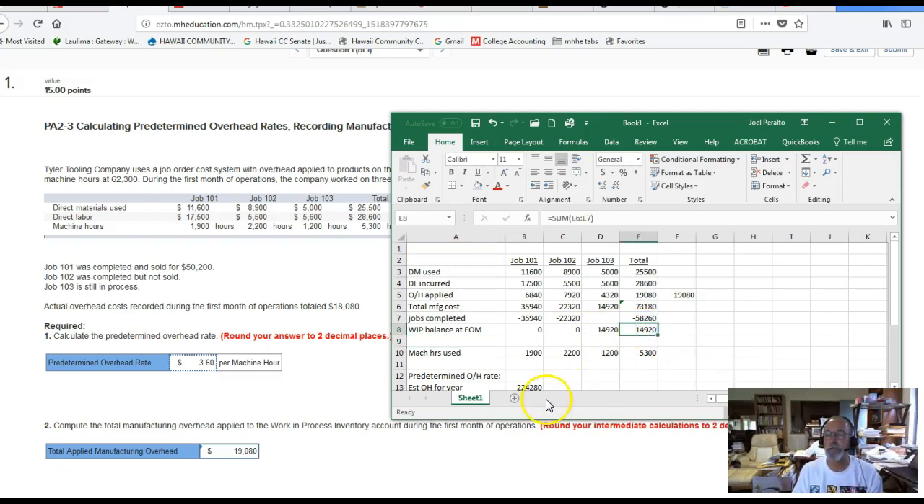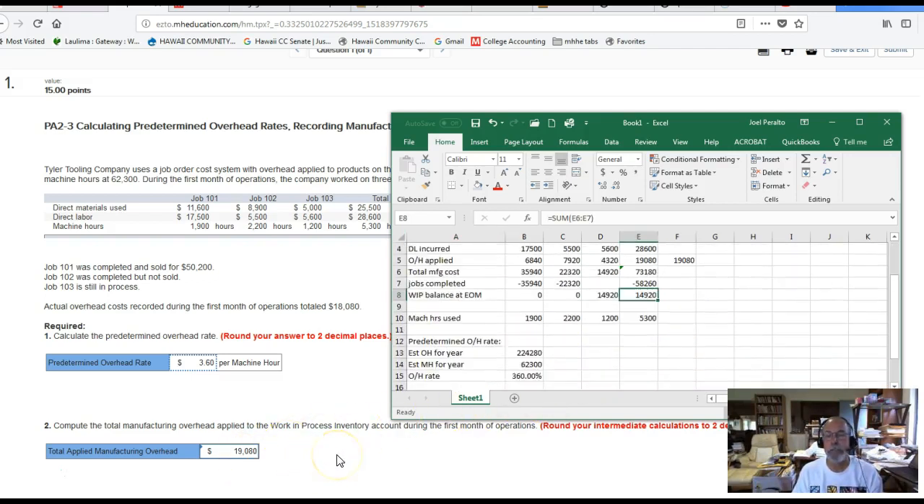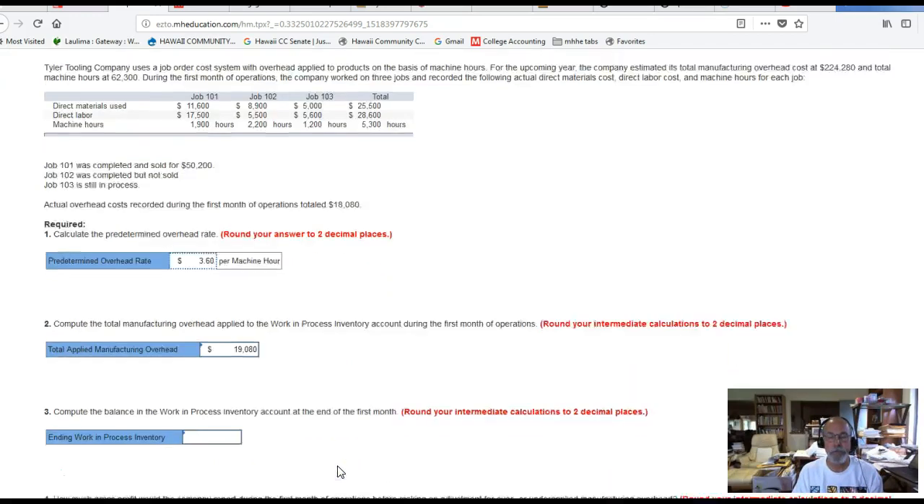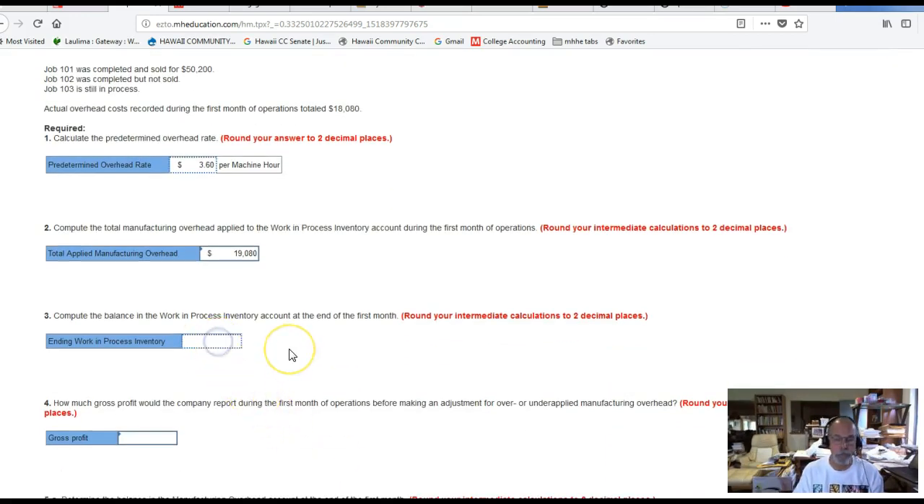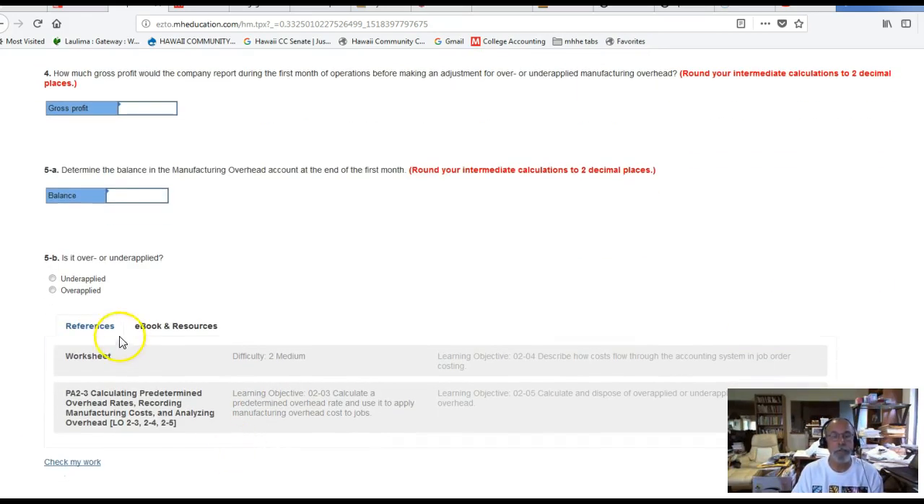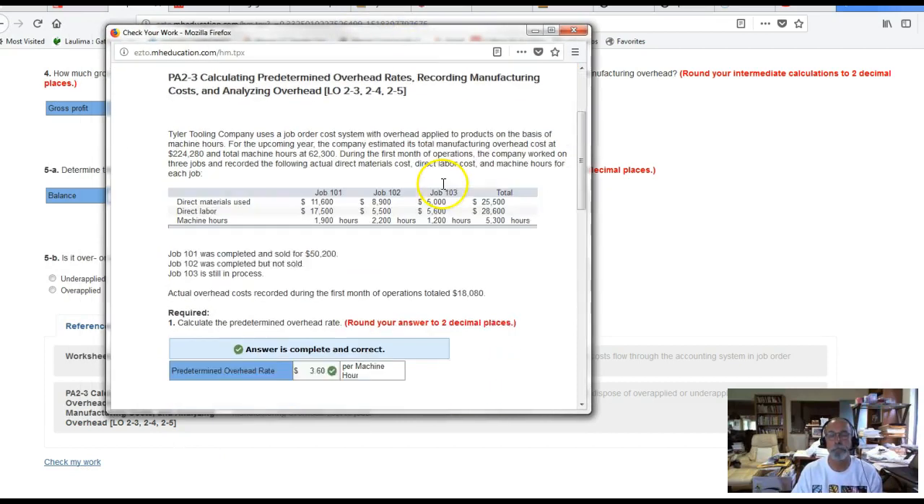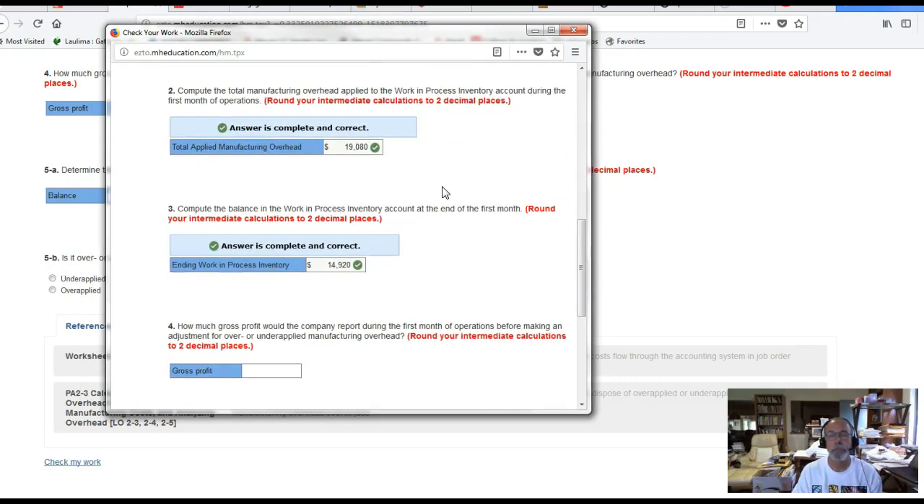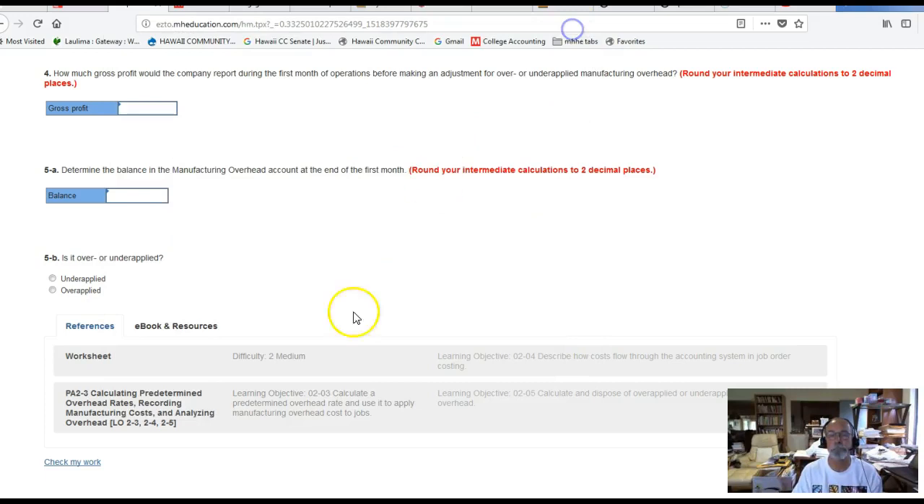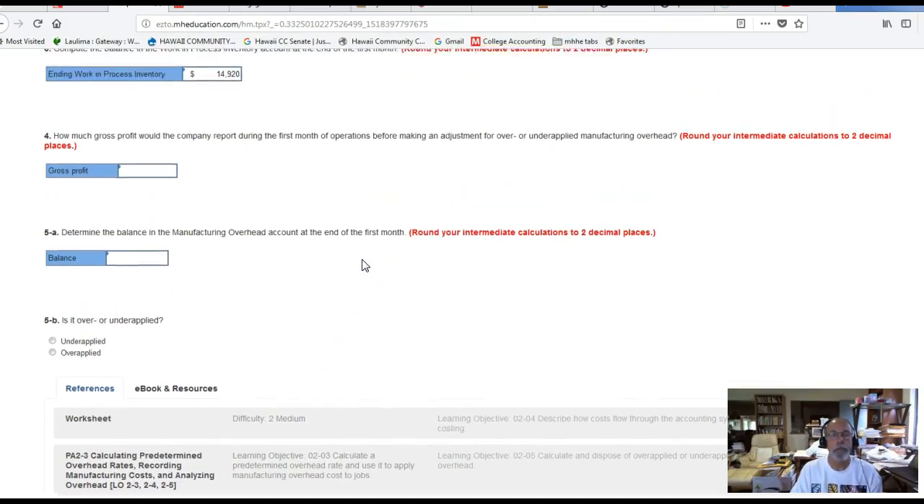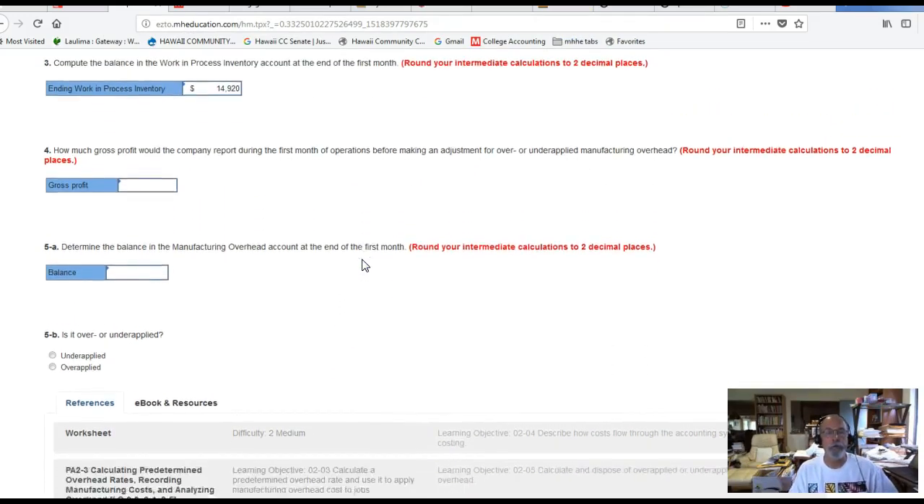So our balance should be 14,920. And so let's put that in the blank there, 14,920. And let's check it. And that's okay. And then we got a couple, let's see, 3 more requirements here.